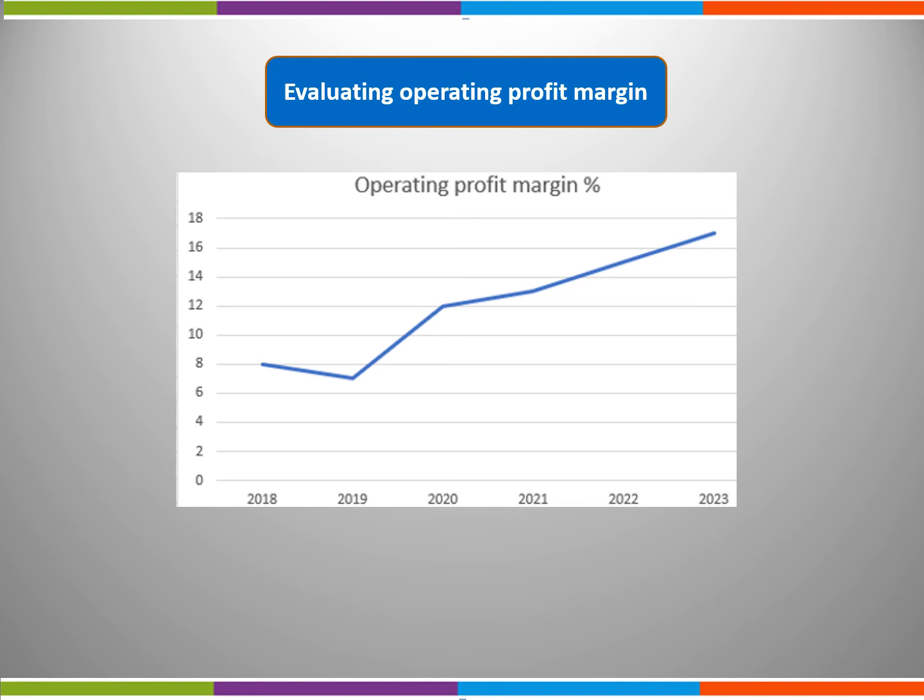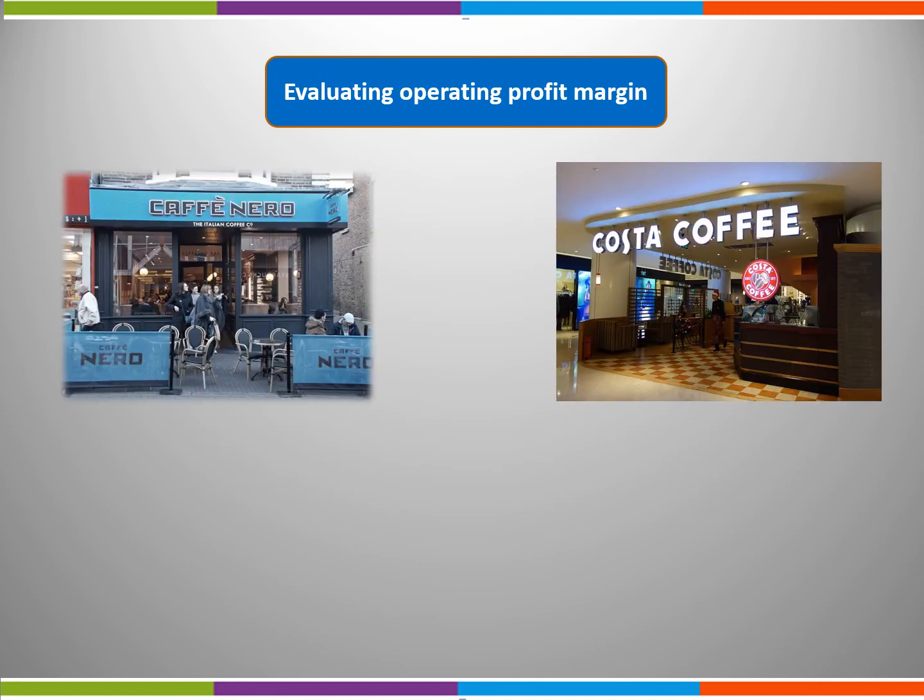Improvements mean the business is managing costs or increasing sales more effectively. It is also useful to compare with other businesses in the industry. Above industry average suggests the business has greater profitability than competitors. However, operating profit margins vary between industries.